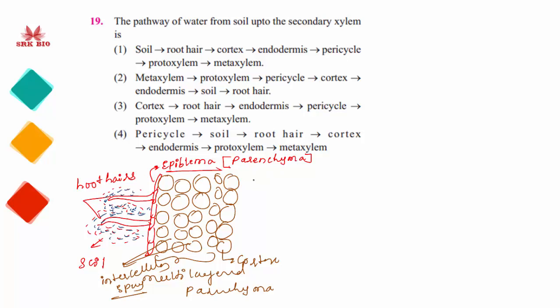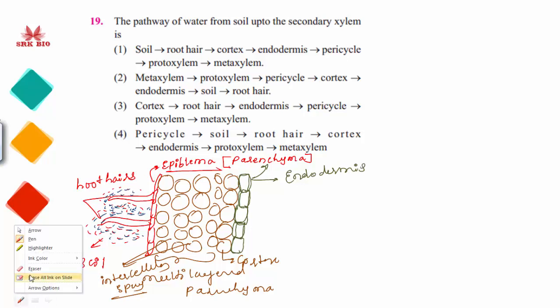endodermis. Before endodermis, there is pericycle. Let me draw it. Endodermis is the innermost layer of the cortex. These are the cells of endodermis. Once again, endodermis is also made up of parenchyma. This is endodermis. Endo means inside, epi means outside.